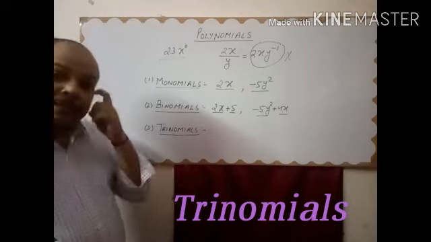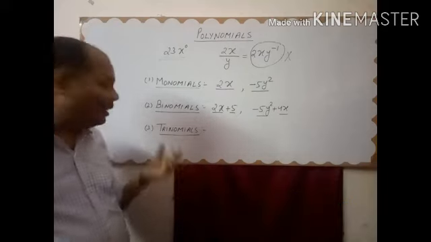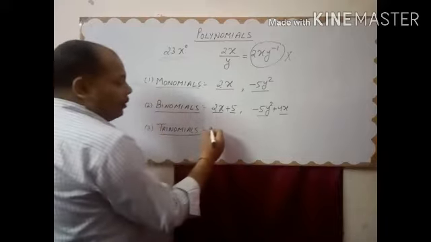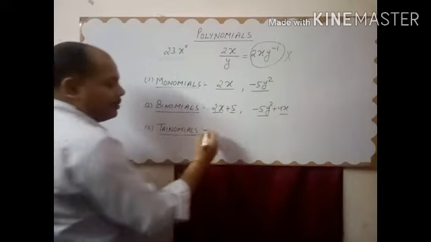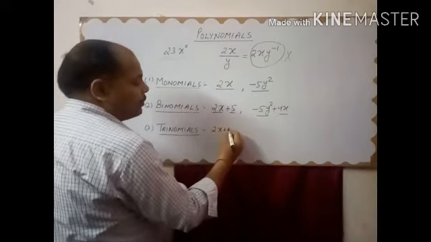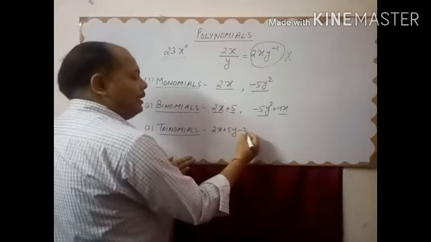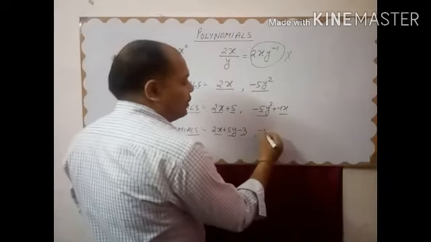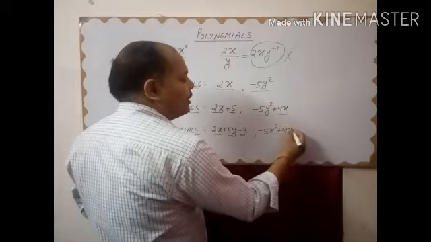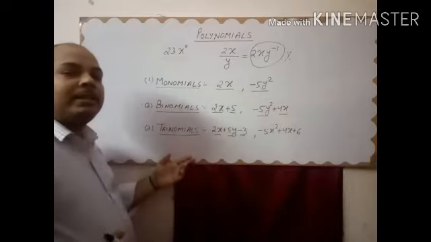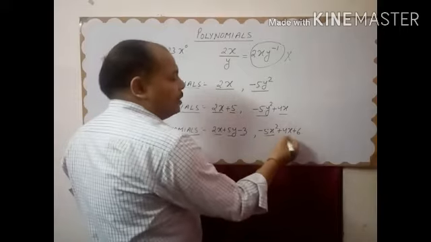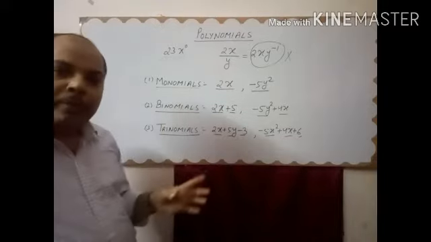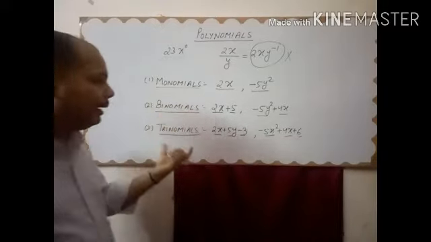Clear? Third is trinomial. I hope you understand about the trinomial. Tri means 3, like tricycle. Okay, so tri means 3 होता है. So whenever a polynomial has 3 terms, suppose 2x plus 5y minus 3, see here 1 term, 2 term and 3 term, so it is a trinomial. Minus 5x square plus 4x plus 6 is also a trinomial because it has 3 terms, 1, 2, 3. I hope you understand what is polynomial, what is monomial, binomial and trinomial.